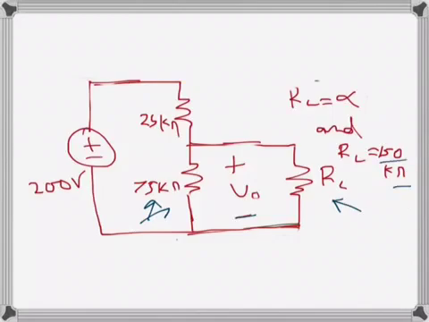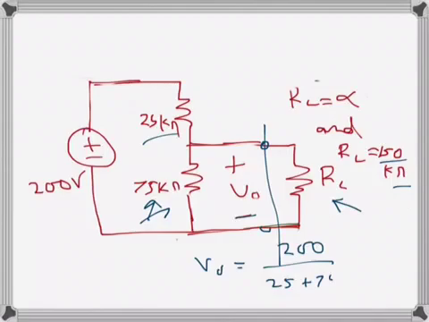When RL is infinity, that means this is an open circuit. We don't have anything connected here, so we can just ignore it. Then applying the voltage divider rule, V0 will be the total voltage 200 divided by the sum of these two, 25 plus 75, times 75. That gives us 200 divided by 100 times 75, so that's 150 volts. That gives us the voltage drop across the 75 kilo ohm resistance.